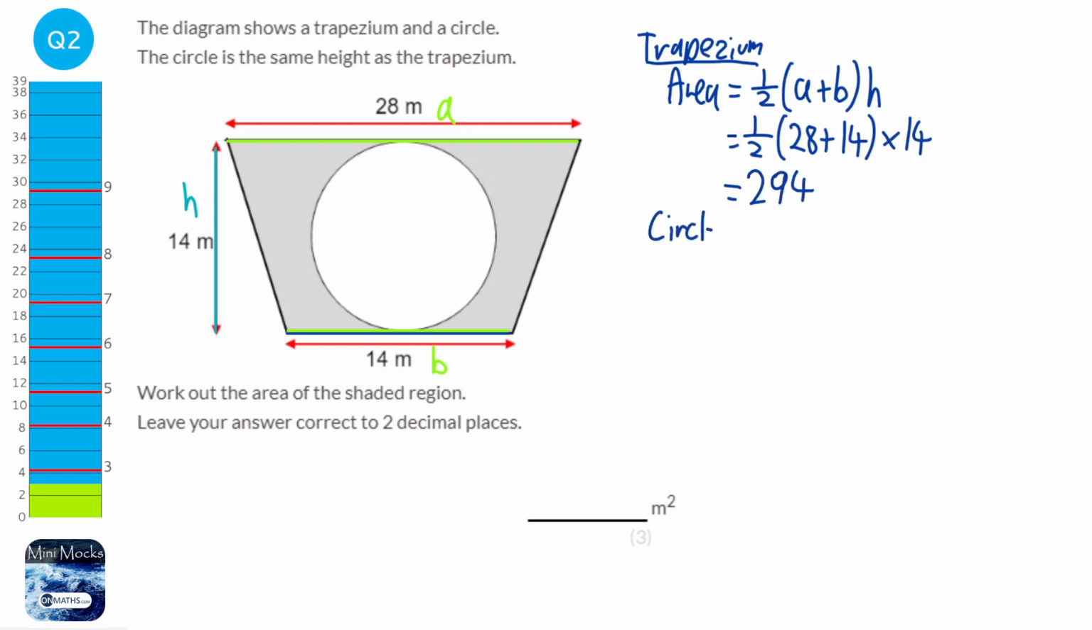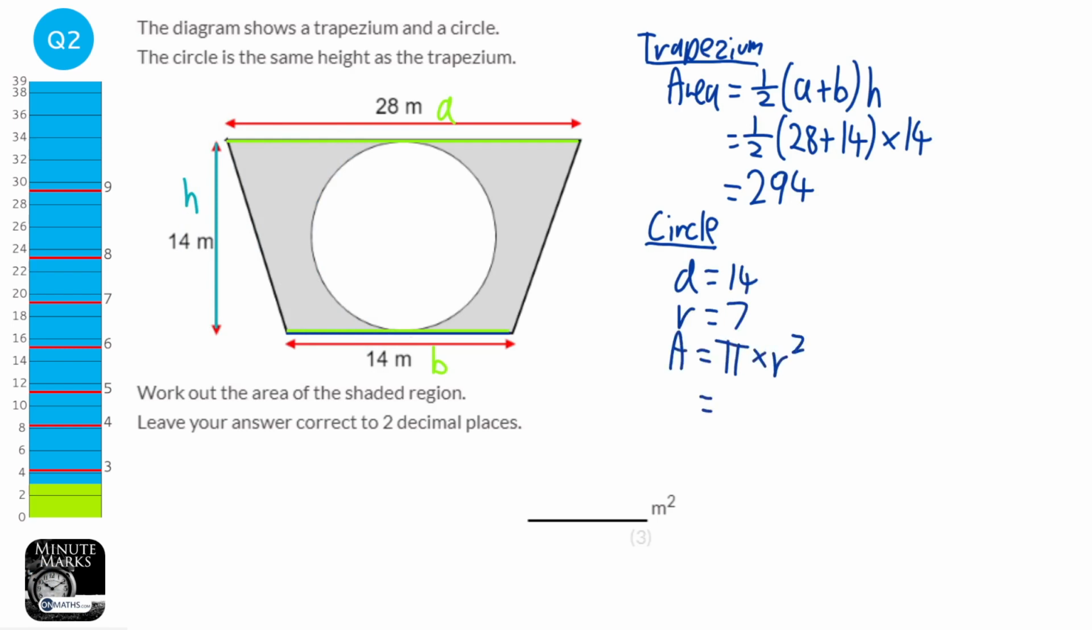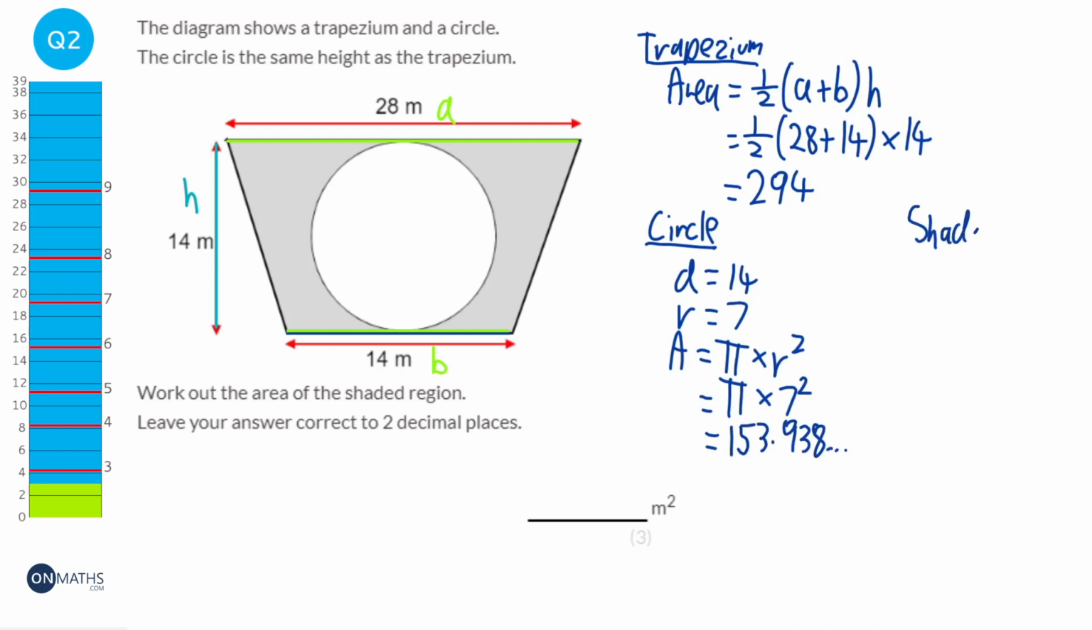Next we'll do the circle. Now it doesn't look like we've got anything for the circle, but actually the height here is actually the height of the circle as well. So the height of the circle is the same as the diameter. So the diameter of the circle is 14. Therefore the radius would be half of that, which is 7. And the area of a circle is pi times the radius squared. So it would be pi times 7 squared, which will be 153.938 and so on.